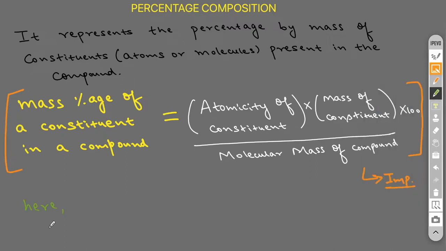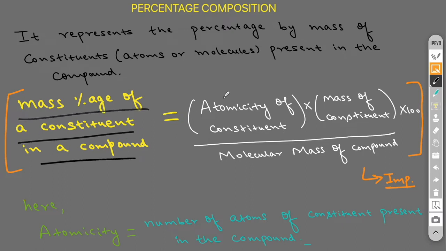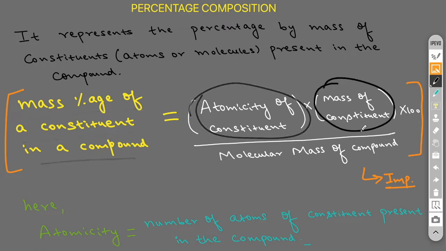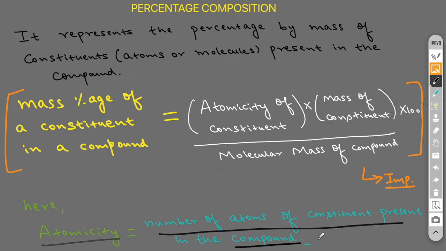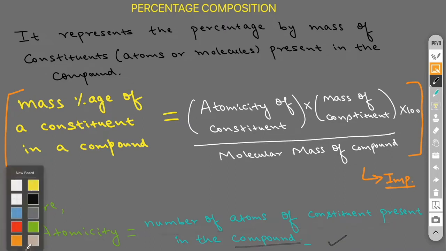Also here the term atomicity is basically the number of atoms of constituent present in the compound. Basically number of atoms of constituent can be atoms or molecules present in the compound, right? Once again we will see the formula. Mass percentage of constituent in a compound is atomicity multiplied by mass of constituent divided by molecular mass of compound multiplied by 100. And atomicity is number of atoms of constituent present in compound.